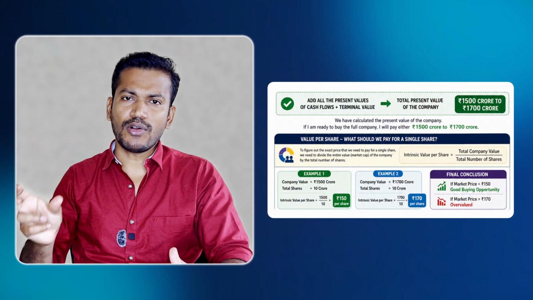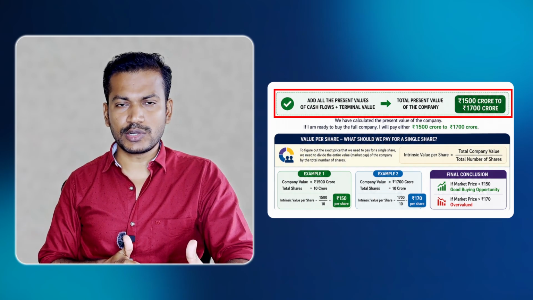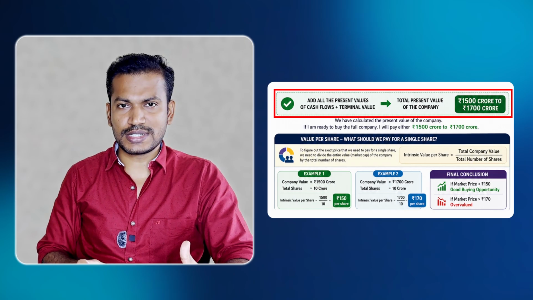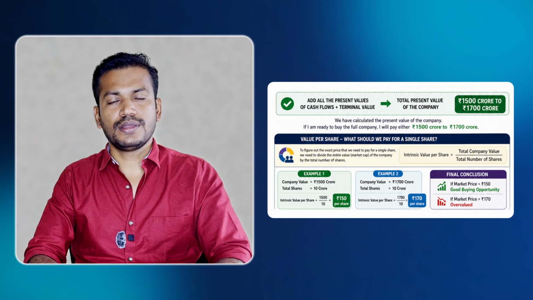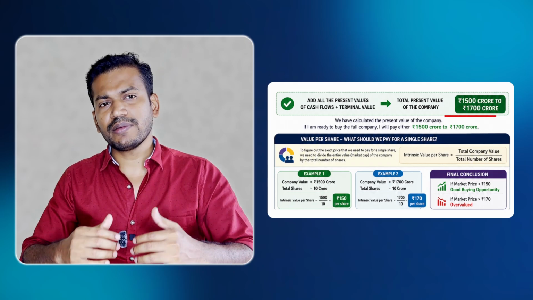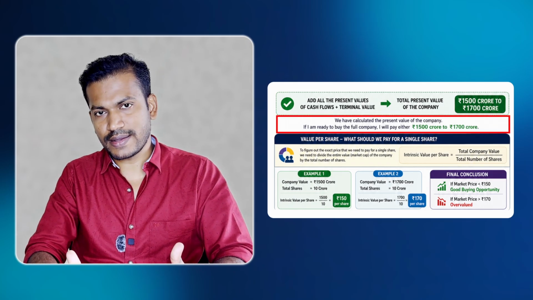So if you discount all the cash flows and the terminal value to the present value at 12% and add all of it, it will come to 1500 to 1700 crore of present value. So now we have calculated the present value of the company, which means if I am ready to buy the full company, I will pay 1500 to 1700 crore.